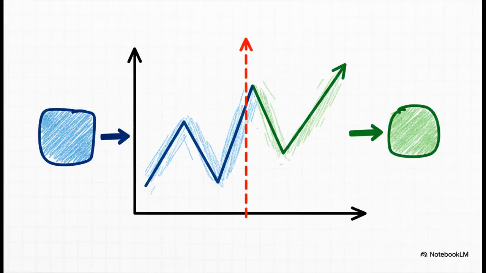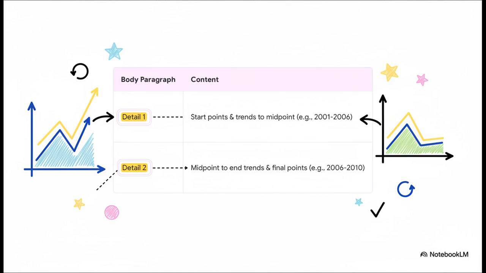Let's break down that first case. Imagine you get a nice, simple graph with just 1 or 2 lines. Your strategy for organizing the paragraphs here is really straightforward and logical. You basically split the timeline in half. In your first body paragraph, you describe everything from the start year to the middle of the period. Compare the starting points and describe the initial trends. Then, in your second paragraph, you cover the second half of the period, describing the later trends and comparing the final data points. It's a clear, logical, chronological story.